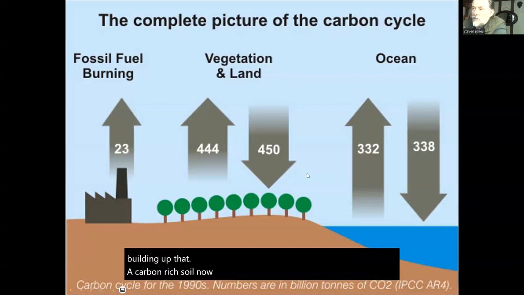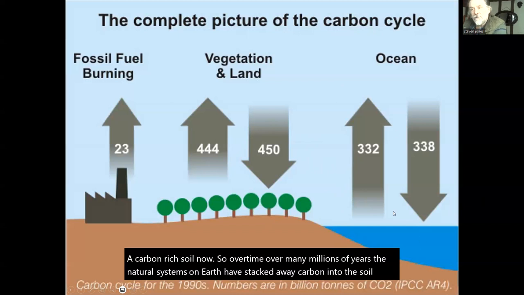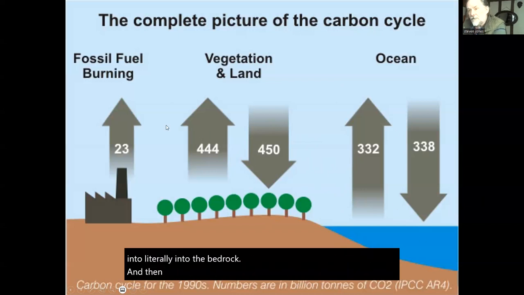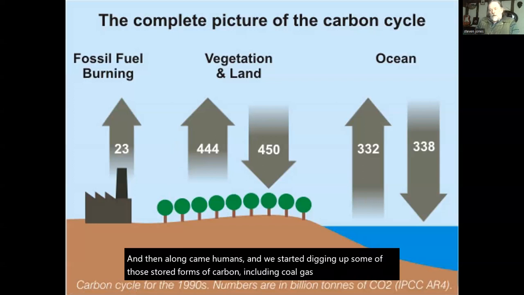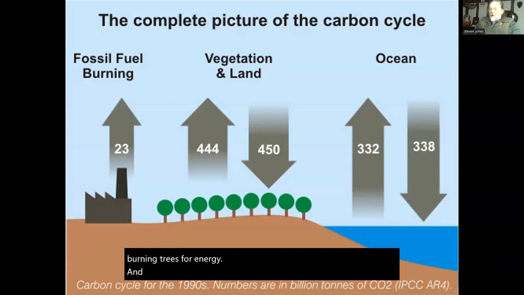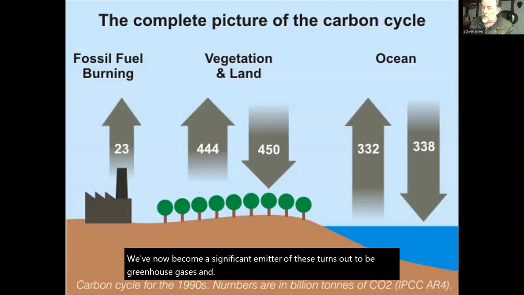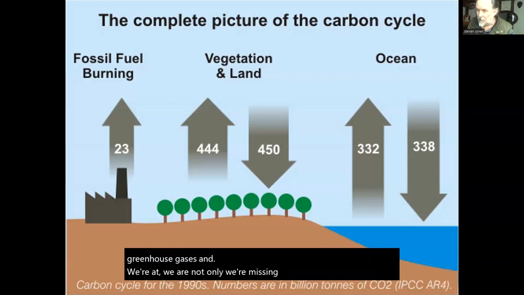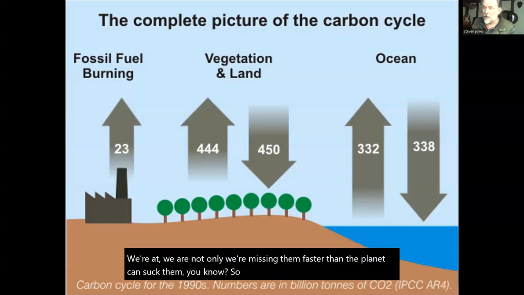Now, over many millions of years, the natural systems on Earth have stacked away carbon into the soils and into the bedrock. And then along came humans. And we started digging up some of those stored forms of carbon, including coal, gas, and oil, and also burning trees for energy. And we've now become a significant emitter of these, turns out to be, greenhouse gases. And not only are we emitting them faster than the planet can sequester them away, we're emitting them at an ever increasing rate.